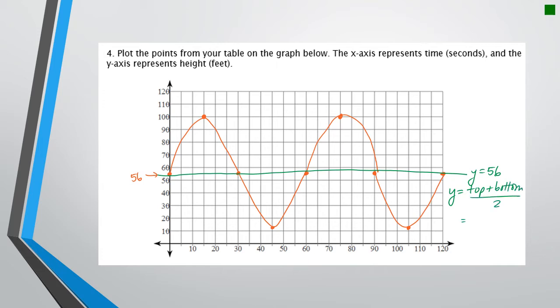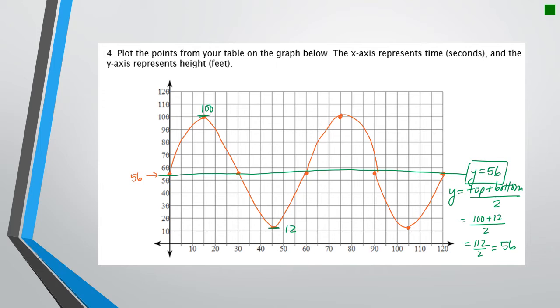So the top y value is up here at 100, and your bottom y value is down here at 12. So if I did 100 plus 12 over 2, that's 112 over 2, and if you divide that, it gives you 56. So this would be your midline. The next question it's going to ask is, what is the amplitude of the graph?